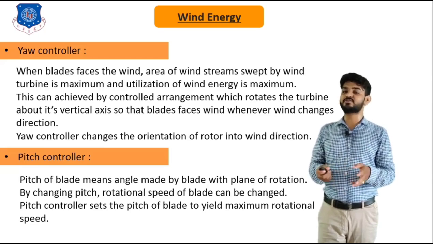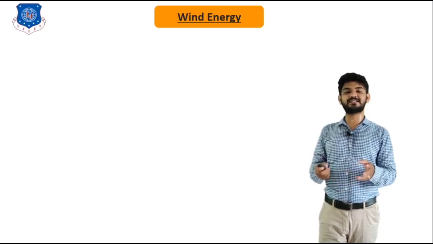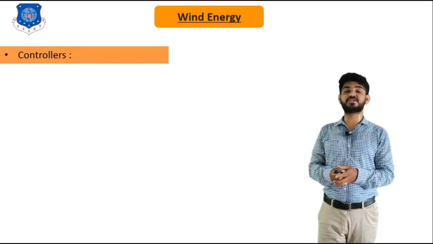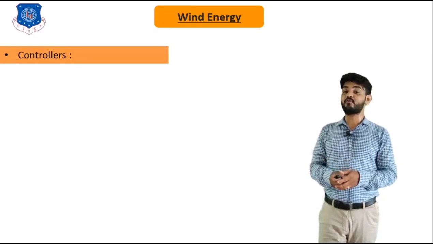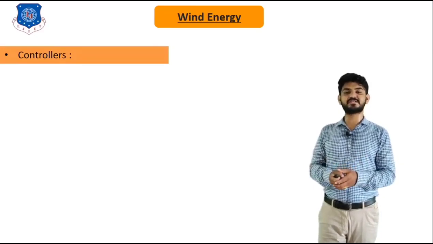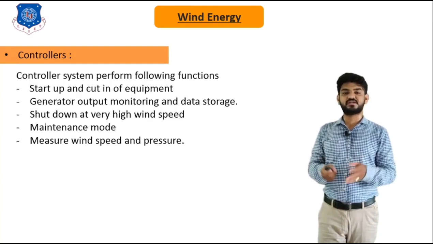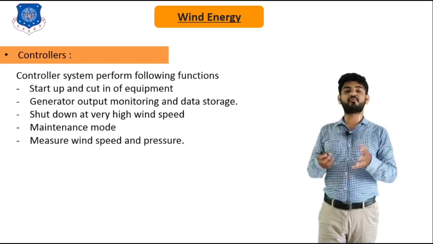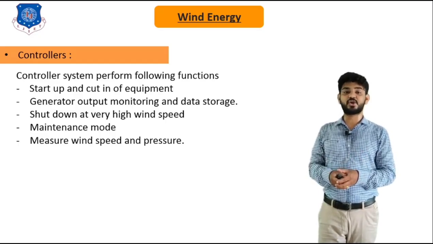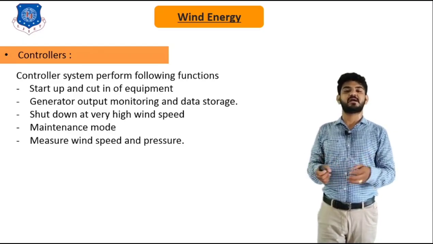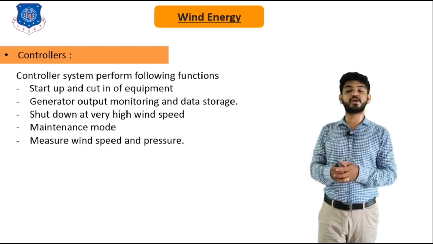Now, let's move to the next section, and that is controller. In a typical wind energy conversion system, the controller performs many tasks. Here is a list of what any controller performs. It performs startup and cut off of equipment. That means the controller decides at what wind speed this entire equipment will start and at what speed it will cut off.